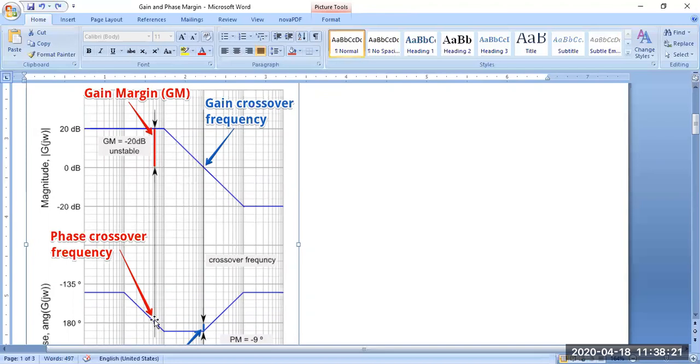So this 180 degree is very, very important. You have to take the vertical distance between the Bode magnitude plot and the x-axis, that is 0 dB line, where the Bode phase plot is exactly 180 degree. So the Bode phase plot cuts this 180 degree line here. This is called as phase crossover frequency, omega PC. If you extend this line upwards, this will be the gain margin.